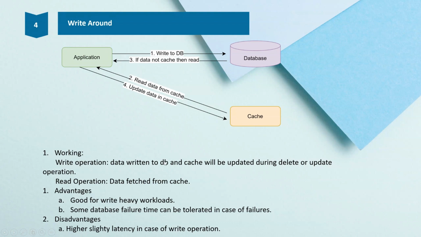There are certain advantages of the write around cache strategy. This strategy is good for write heavy workloads, and some database failure time can be tolerated. Similar to the previous strategy, it has certain disadvantages, such as slightly higher latency in case of a write operation. So we have seen all the cache strategies theoretically. In the next session, we'll look at how those cache strategies can be implemented practically using Java, Spring Boot, and Redis.